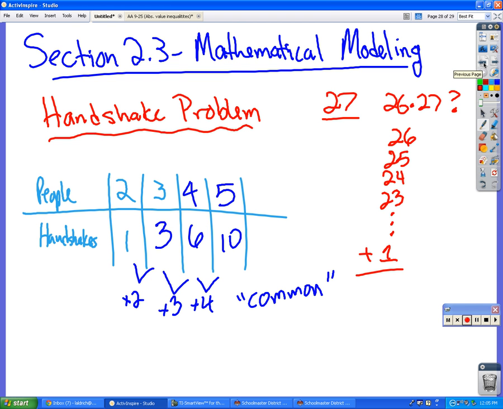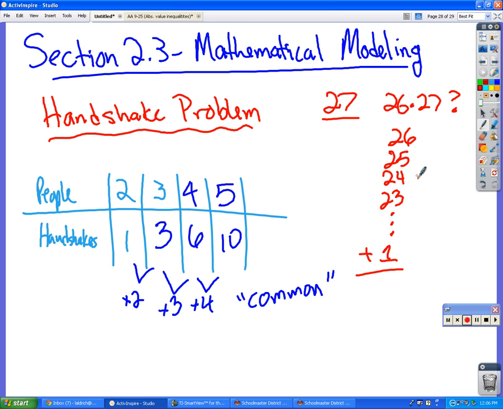The problem with this is if I want to go all the way up to the 27th person, I'm going to have to make a really big table here, right? Keep adding more and more numbers each time. Or if I want to use the pattern that Tony came up with, I have to add 26 numbers together. What I would like to be able to do is come up with a pattern or a formula where I can just plug in the number 27 right off the bat and get an answer. Does that make sense? Yeah?